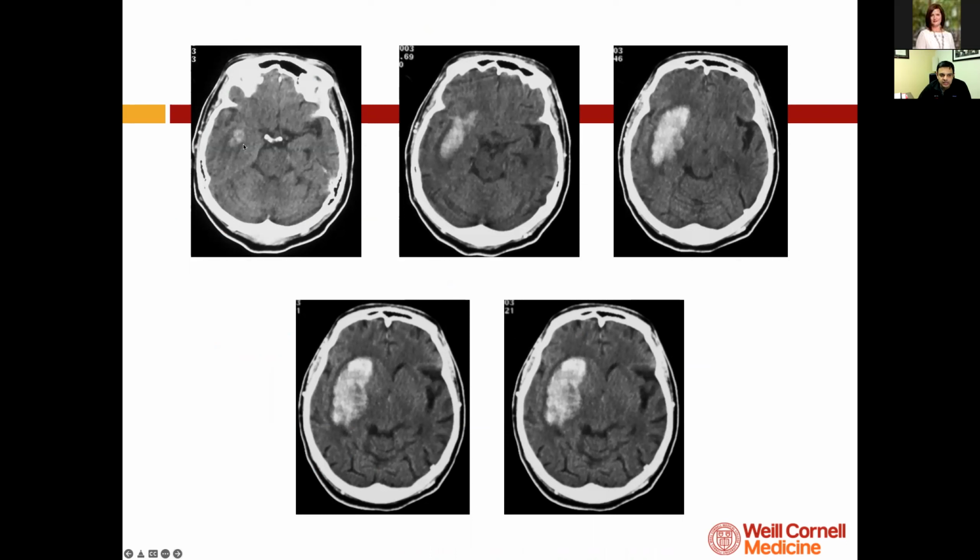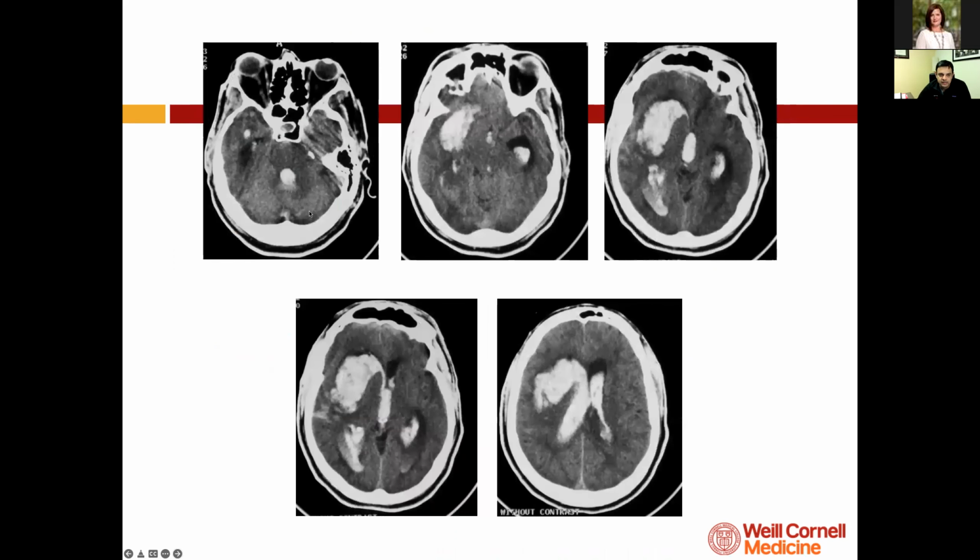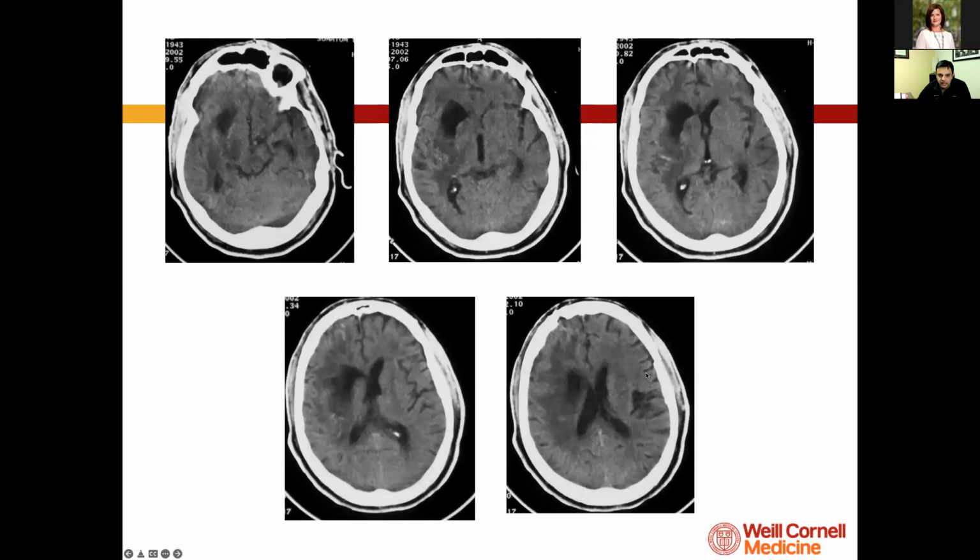To give you a sense, this is a patient who came in with a large right-sided basal ganglia hemorrhage, underwent minimally invasive surgery, and you can see there's very minimal tissue damage and most of the blood is out. And this is another example of a patient who came in with a fairly large bleed and most of the blood is out, or all of the blood is out.